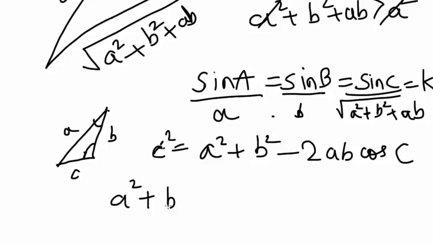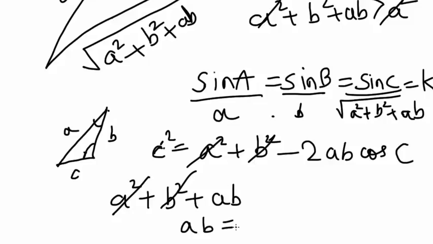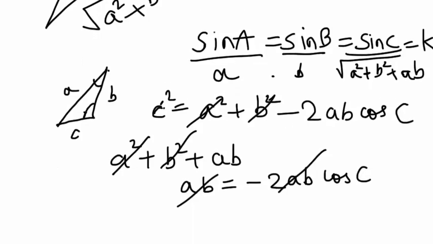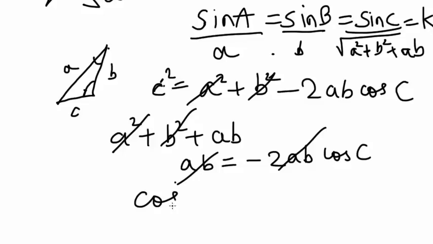If I substitute the value of c square, I'll get this, and it should be immediately obvious that these two terms are the same, these two terms are the same, and what we are left with is ab is equal to minus 2ab cosine of C, and let's cancel ab. One second, let me scroll down a little bit. So we are left with cosine of C is equal to minus 1/2. If you solve this equation, you get that C is equal to 120 degrees.